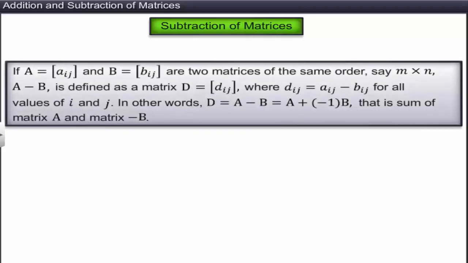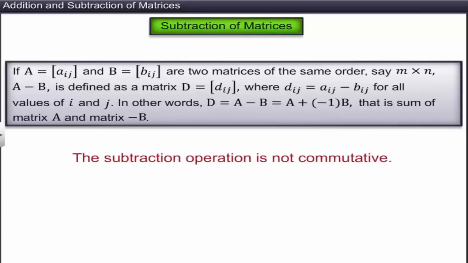If A and B are two matrices of the same order, say M by N, then the difference A minus B is defined as a matrix D. In other words, D is equal to A minus B, which in turn is equal to A plus minus 1 multiplied by B. That is, the sum of matrix A and the matrix minus B. It has to be noted that the subtraction operation is not commutative.